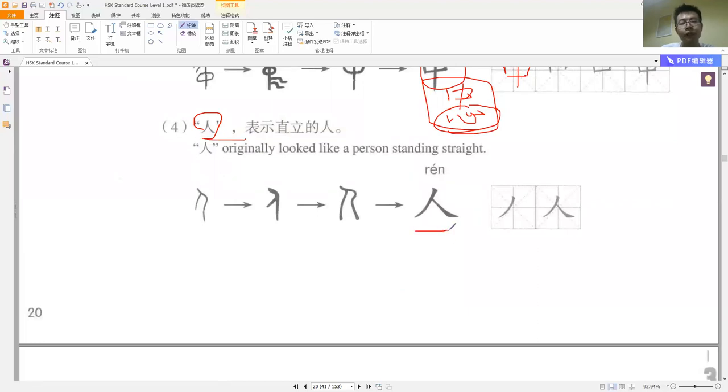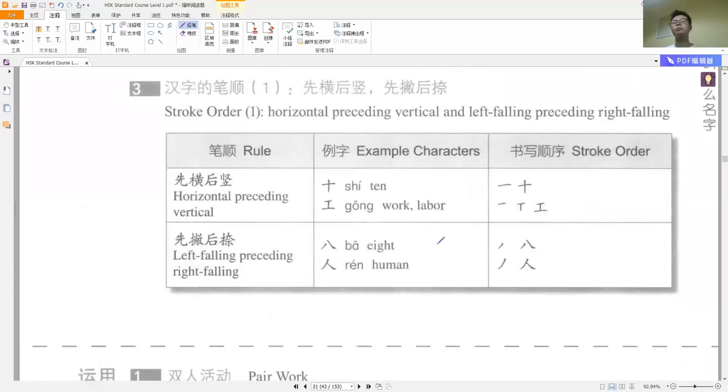人 is a simple component, and it also serves as a radical. For example, 从, 从, 从, also 重, many words. So these are the basic parts of Chinese characters. It's very important. You should first learn the simple component characters.